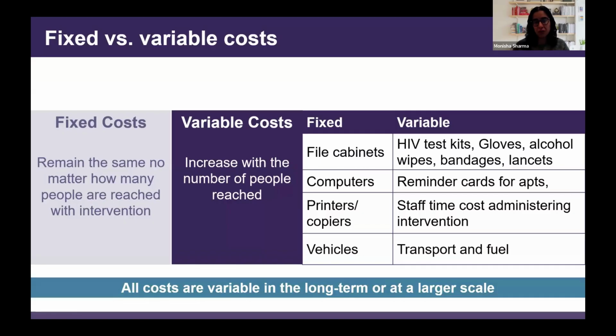And then all unit costs will be variable in the long term or at a larger scale. So once you're estimating the client volume, if you want to know what's the cost of tripling the client volume, at that point you will have to buy more file cabinets or computers. These fixed costs are fixed up to a certain point, and then you would have to get more of them in order to scale the intervention up to a higher level.